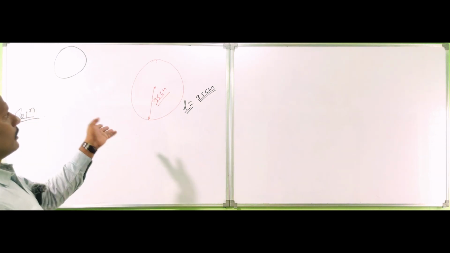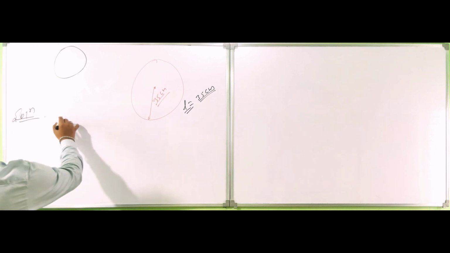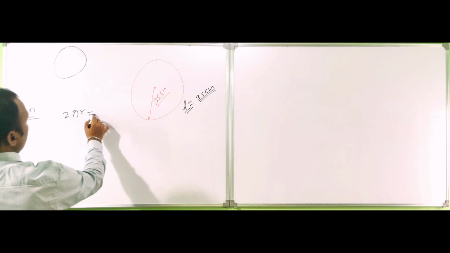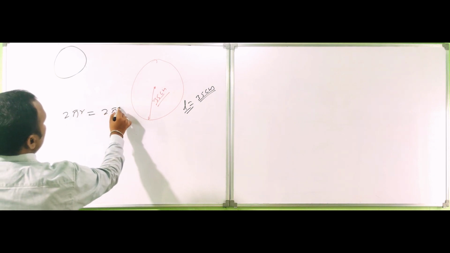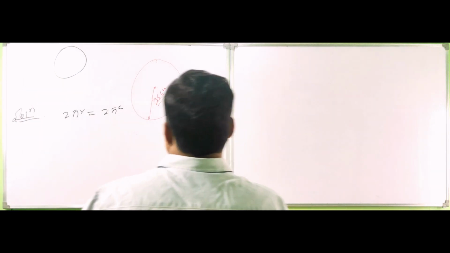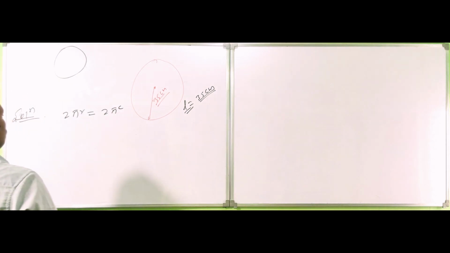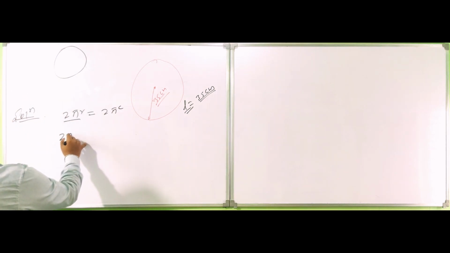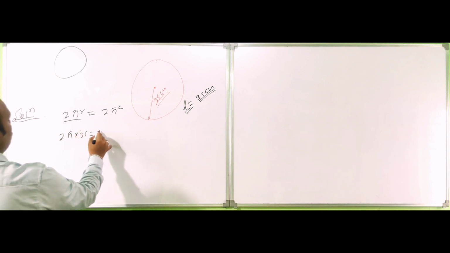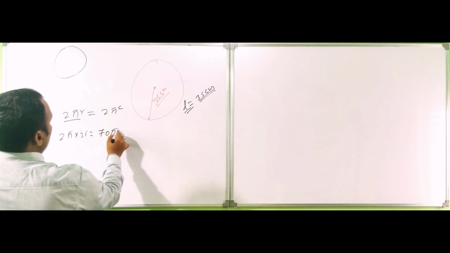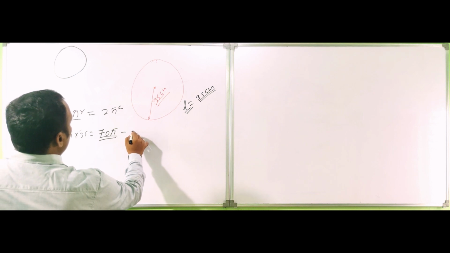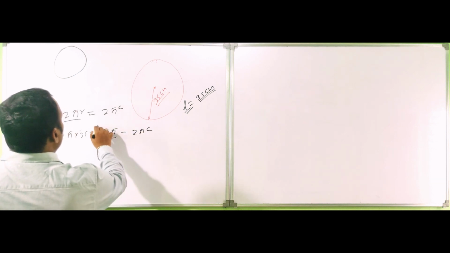This hand covers 2 pi radians. The distance it covers in 2 pi radians is 2 pi r. What is r here? R is 35, so this becomes 70 pi, the distance for 2 pi angle.